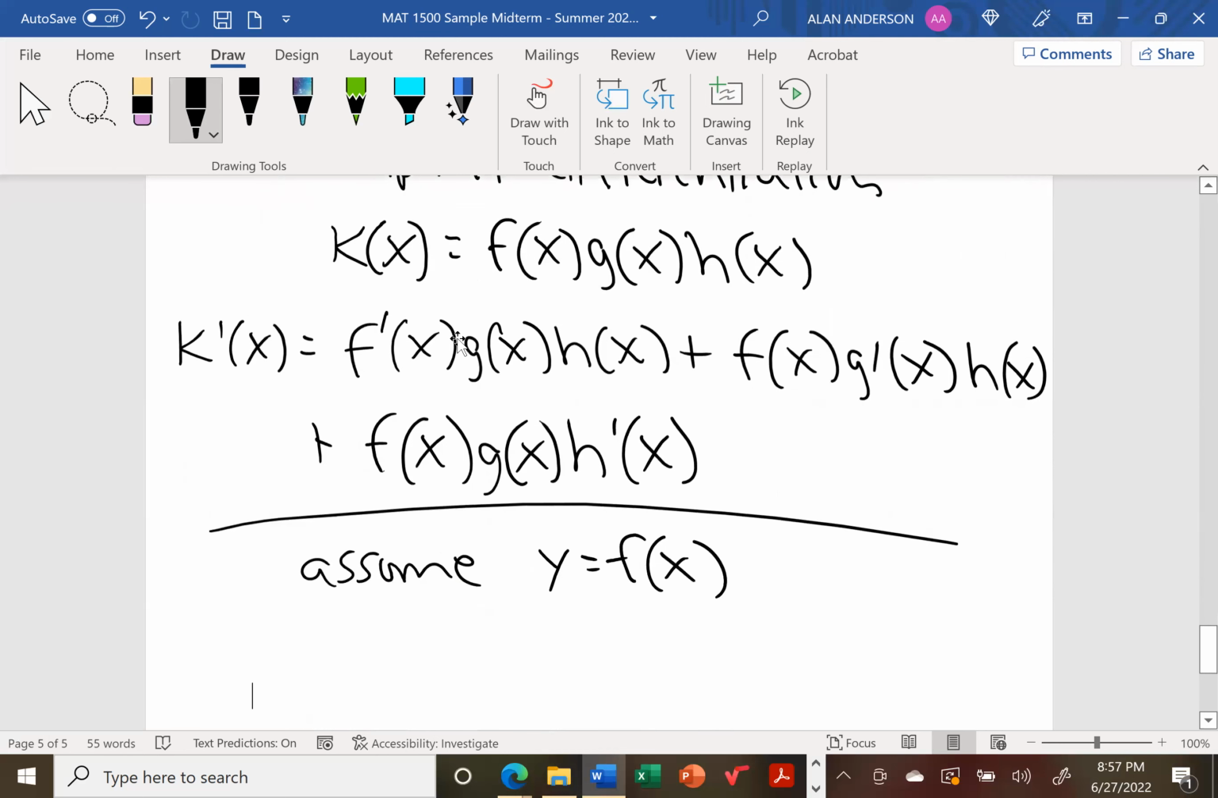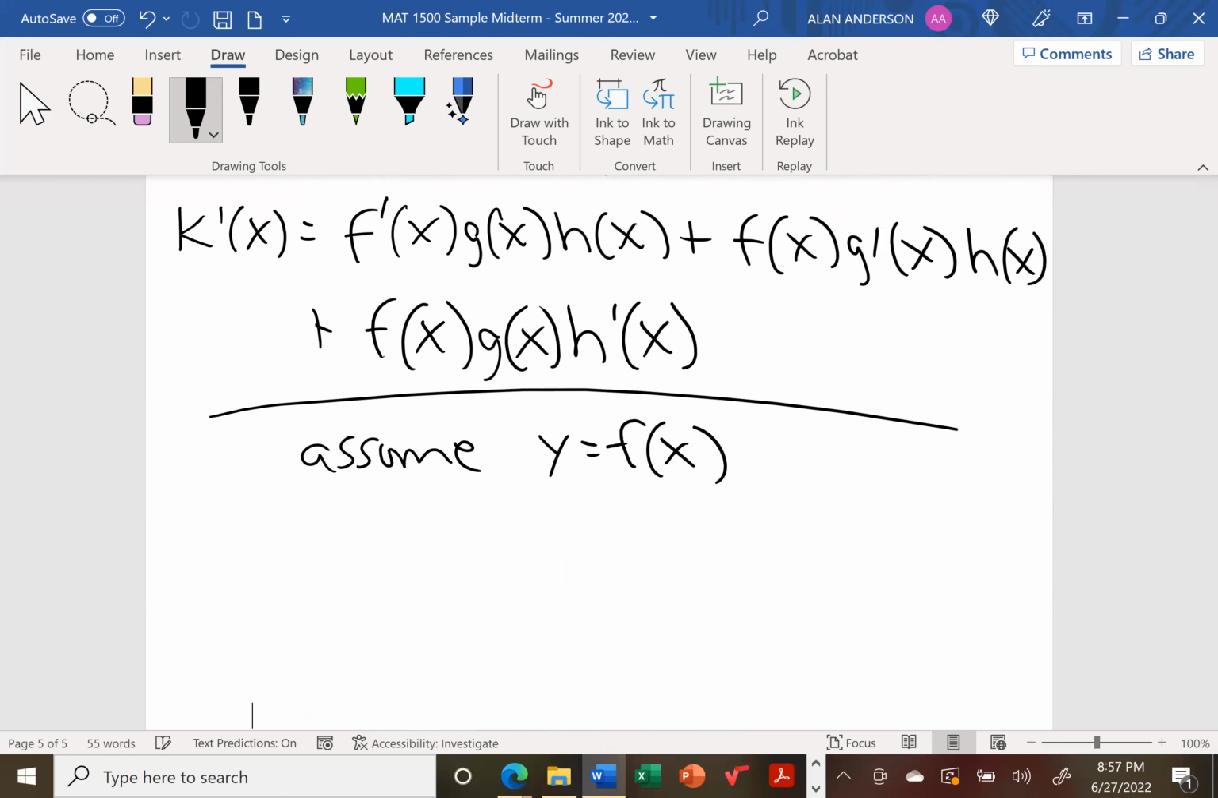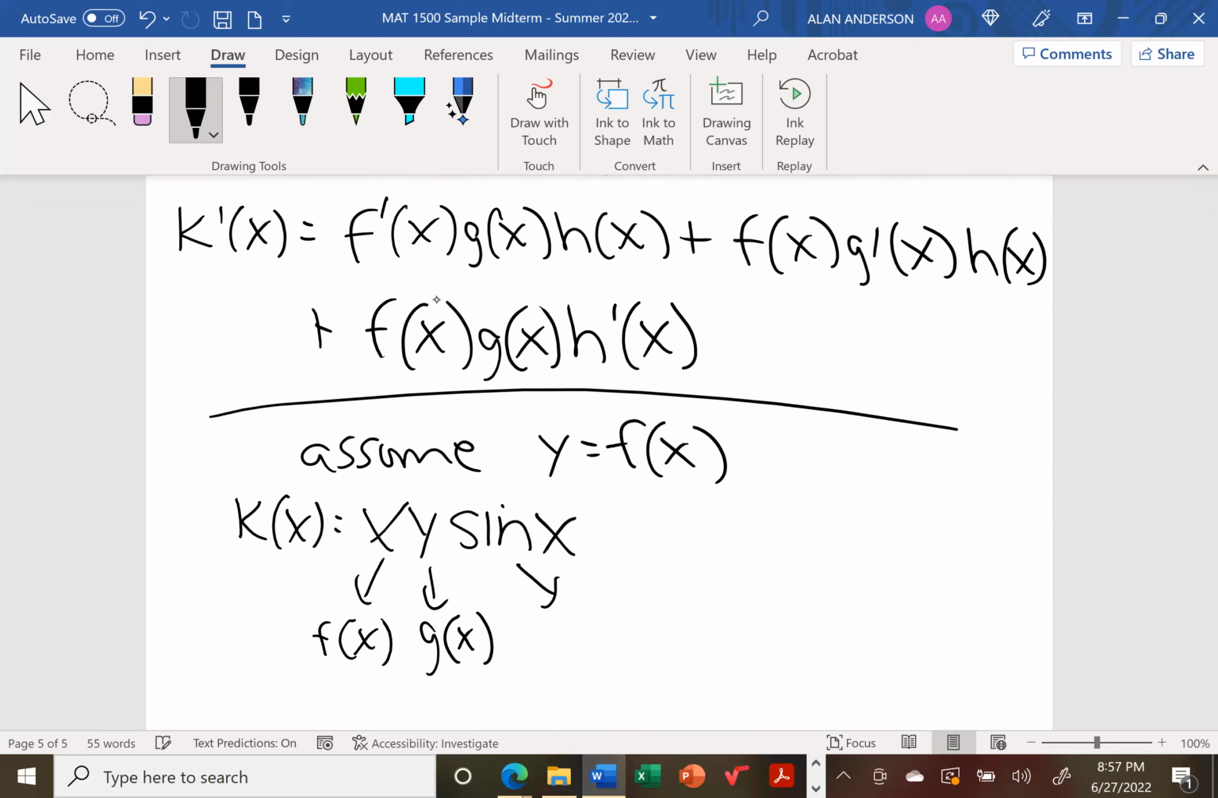So why don't we analyze that first? Let's start with x, y, sine x. K of x equals, this is f of x, this is g of x, and this is h of x. So f of x is x, f prime of x is 1.